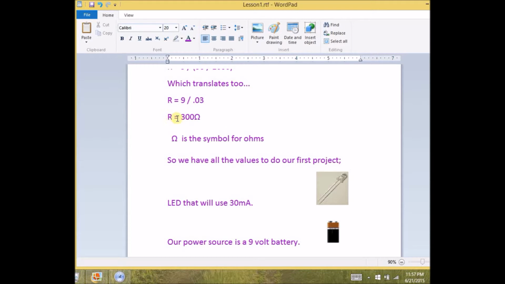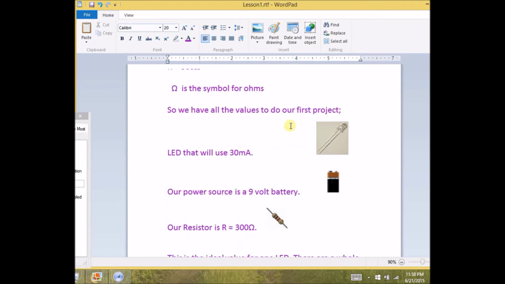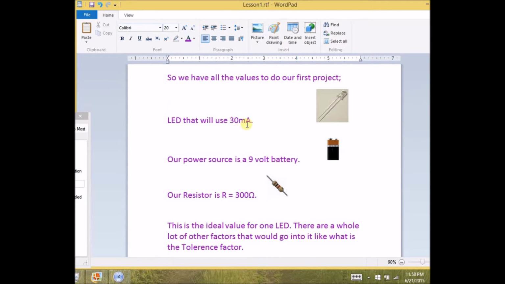Now what it's going to look like here is we have our R equals 300, and this is ohms. So your resistance is going to be 300 ohms. That's the ideal resistance for your resistor that you're going to use. So we'll have the values to do our first project, which is our LED that we're going to get. And this is what we need to get together.